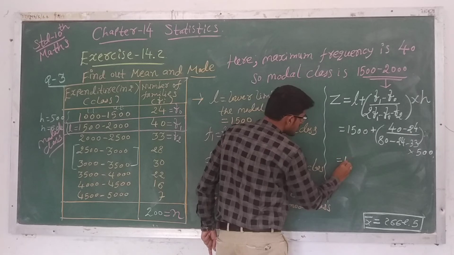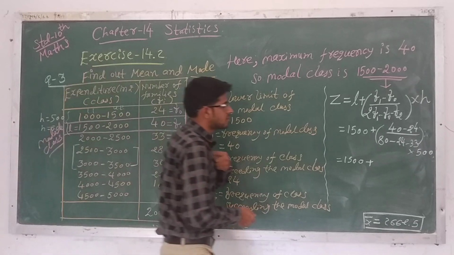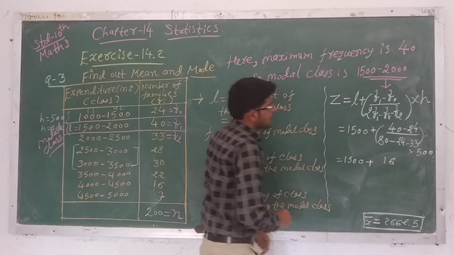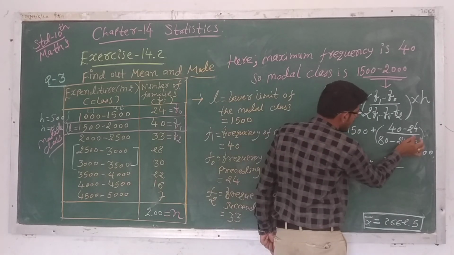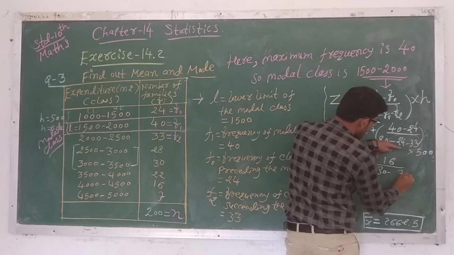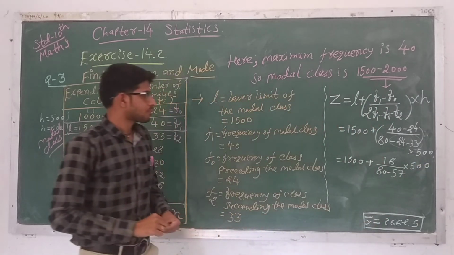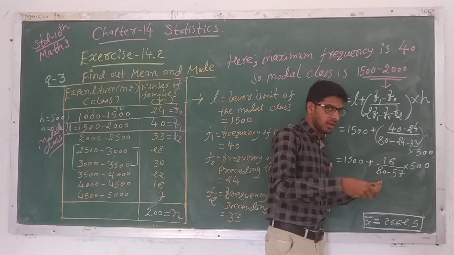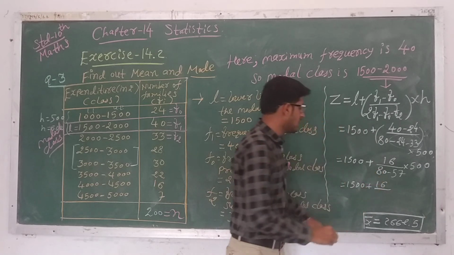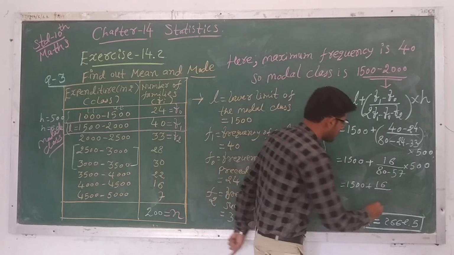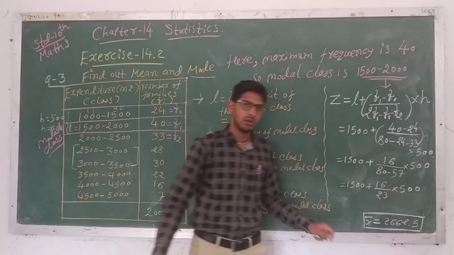So 1500 plus 40 minus 24, which is 16, divided by 80 minus, we have to add the negative numbers, 24 plus 33 is 57, multiplied by 500. Now we have to subtract 57 from 80, so 80 minus 57 is 23. So 1500 as it is plus 16 divided by 23, multiplied by 500.